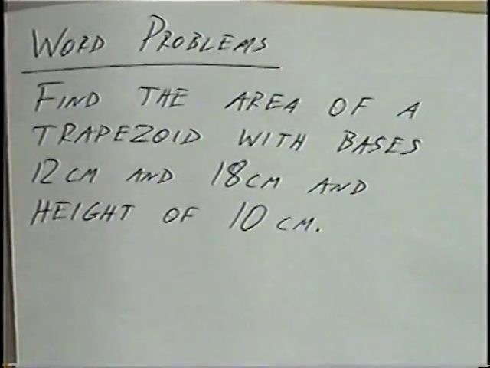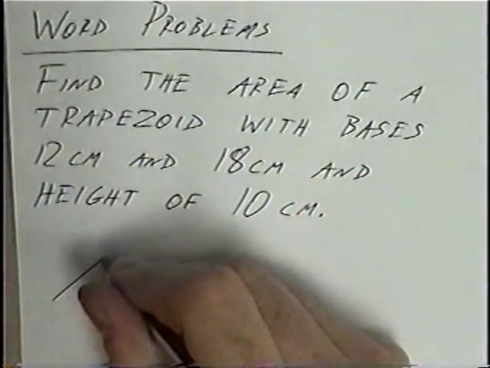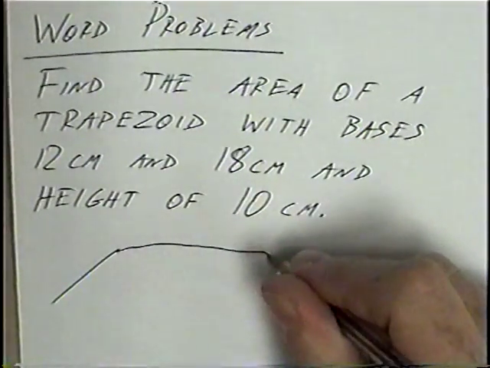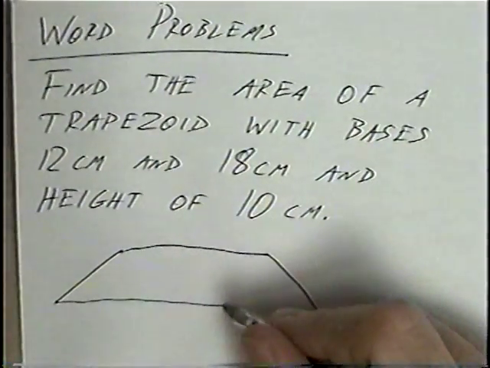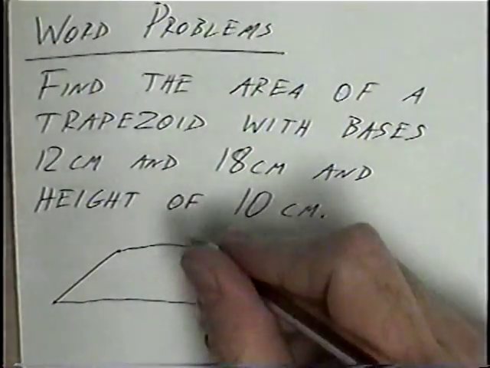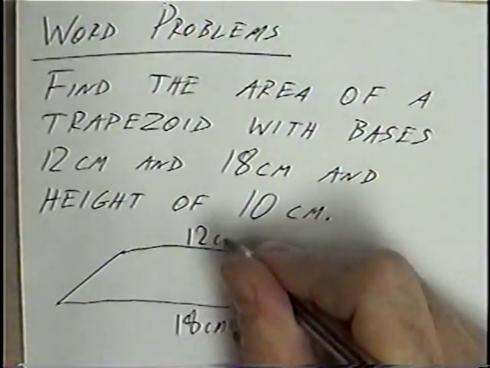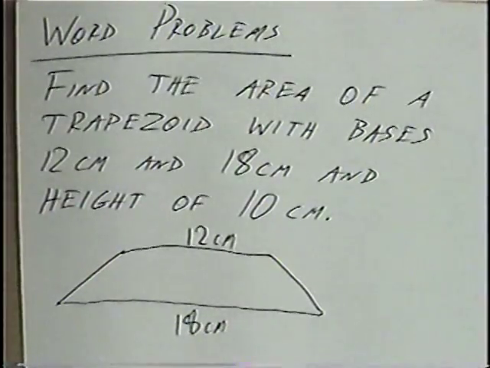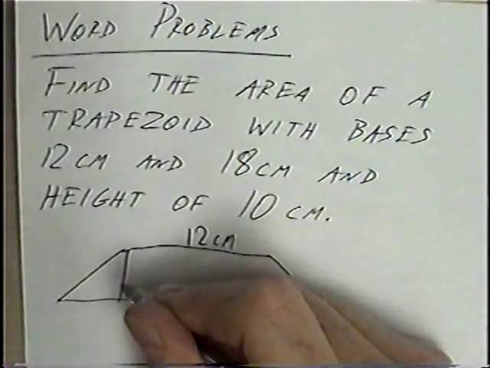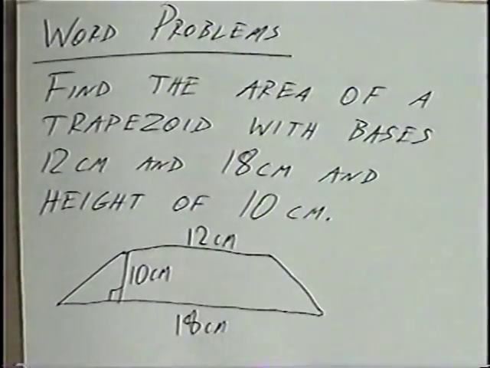Find the area of a trapezoid with bases 12 centimeters and 18 centimeters and height of 10 centimeters. If you want to draw a picture for this, you can first draw a trapezoid. The bases, 12 centimeters and 18 centimeters, you can place on either base. And the height of 10 centimeters, again, is the distance from one base to the other base, which would be 10 centimeters.